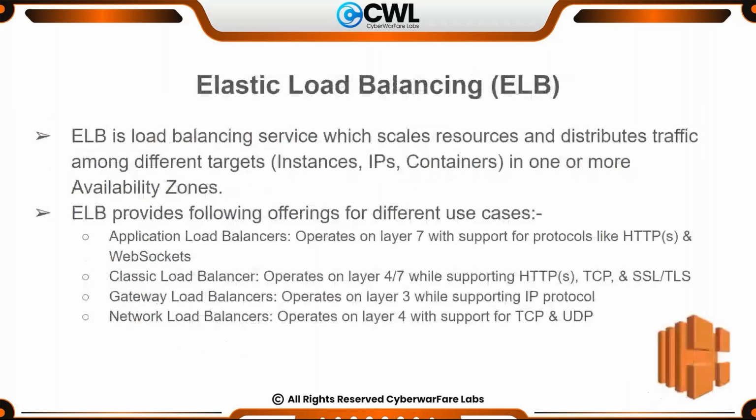Our next service is ELB, Elastic Load Balancing. It is a service provided by Amazon that automatically distributes incoming application traffic across EC2 instances, containers, or IP addresses in multiple availability zones within a region. ELB helps improve the availability and fault tolerance of applications by spreading incoming traffic across multiple targets, thereby reducing the risk of overloading any single instance.